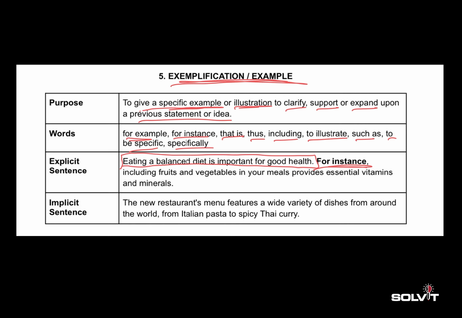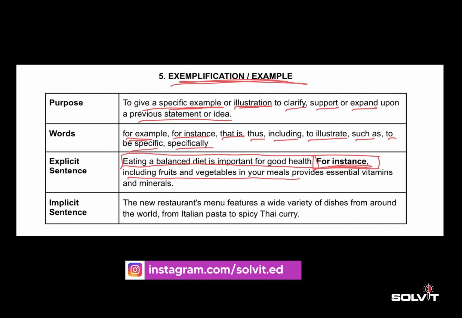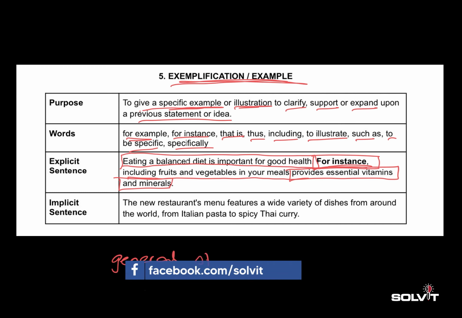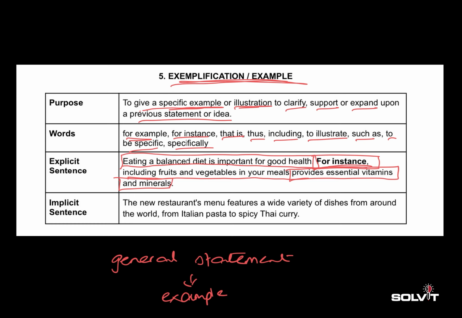But in the second sentence, they used the words for instance, and then they followed that with an example. Including fruits and vegetables in your meals provides essential vitamins and minerals. So, this is the example, right? So, there's a general statement followed by an example.